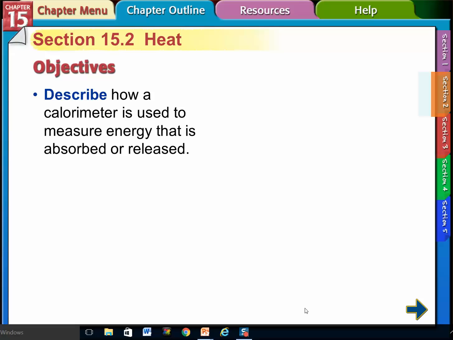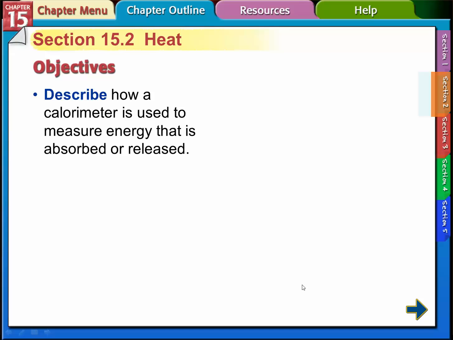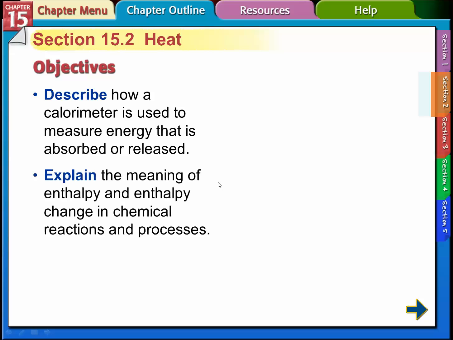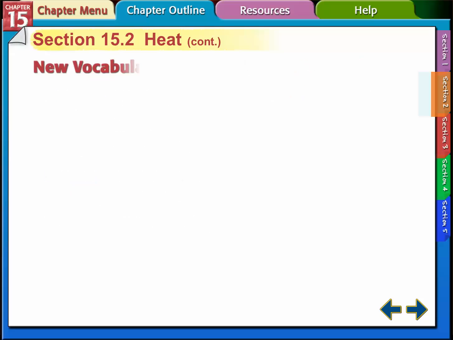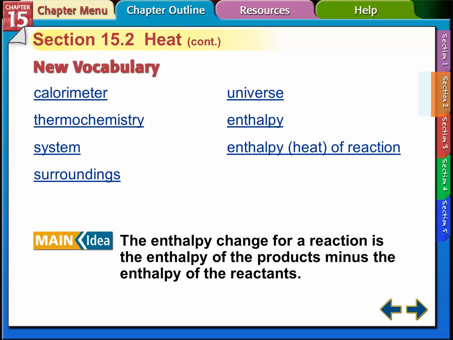Okay, this is section 15.2, heat. We're going to talk about heat of reactions today. We're going to talk about a calorimeter, what that is, how it's used to measure energy absorbed and released. We're going to explain the meaning of enthalpy and enthalpy changes in a chemical reaction and processes, pressure, force applied per unit area. I'll go over all this vocab, right?